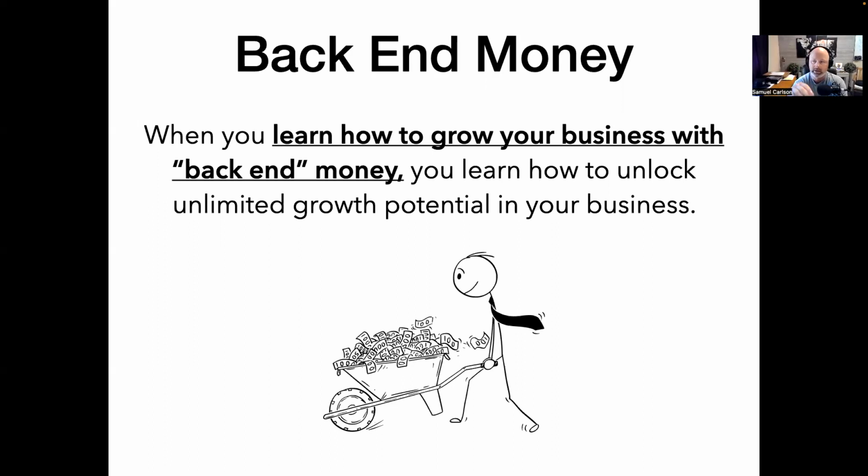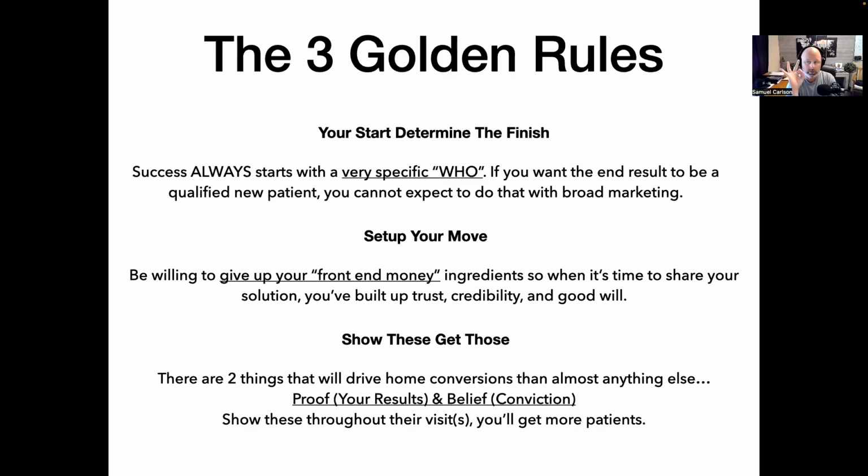Now, some of you are watching and you're like, okay, that sounds like a great thing to say. Easy for you. Well, let's jump into it. I have 3 golden rules. I'm not asking you to be foolish. I'm not asking you to do anything that we haven't proven to work, or that we can't objectively demonstrate works. So these are the 3 golden rules of acquiring patients and making massive amounts of money using advertising. Number 1, your start determines the finish.